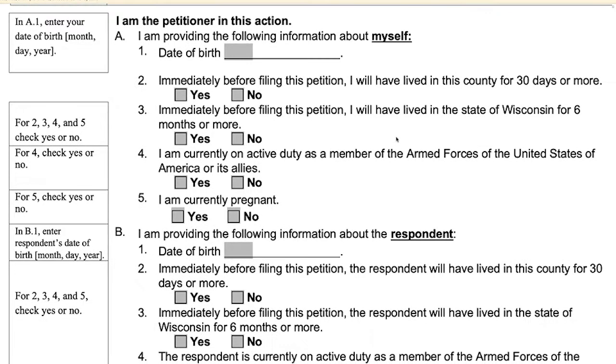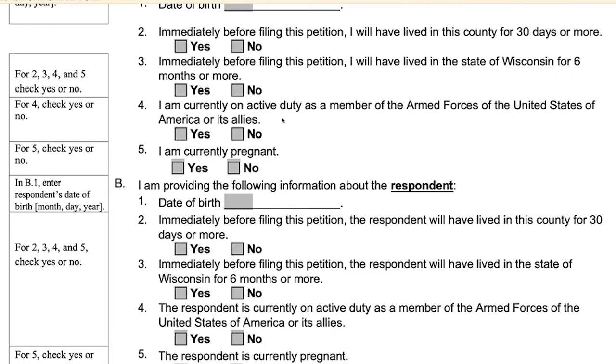Moving on to the second portion of the petition. They want your vital information. They want your date of birth. And then here, as we discussed earlier in the video, they're asking questions about residency. So immediately before filing this petition, I will have lived in this county, the county that you're filing in, for 30 days or more. Also, immediately before filing this petition, I will have lived in the state of Wisconsin for 6 months or more.